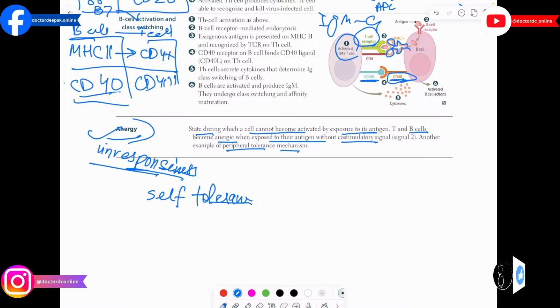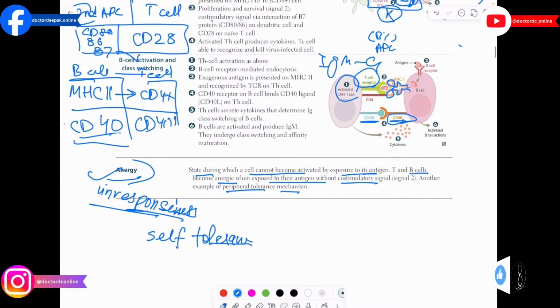Often, encountering self-antigens leads to downregulation of surface immunoglobulin receptors and desensitization of B cell receptors in the signal pathway. And this is a simple mechanism of anergy to prevent self-reactivity and autoimmune reactions.